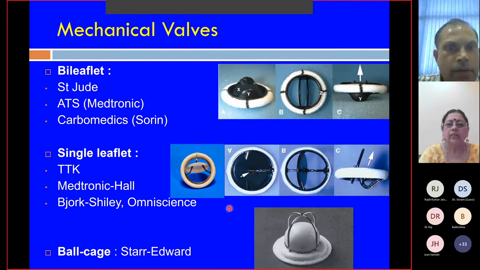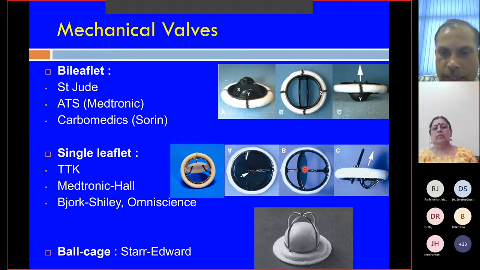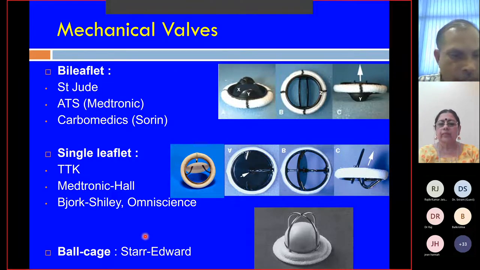A mechanical valve can be a bileaflet valve like the St. Jude valve, where you have two semicircular leaflets attached with a hinge, and you have three orifices, one central smaller orifice and two larger orifices. Others can be a single leaflet or tilting disc valve like the TTK Chitra valve or Medtronic Hall valve, where the single disc tilts to close and open the valve. Here you have one larger orifice and one smaller orifice. And then you can have a ball cage valve, where the poppet ball is caged, and this is a Starr-Edwards valve, which is hardly used these days.